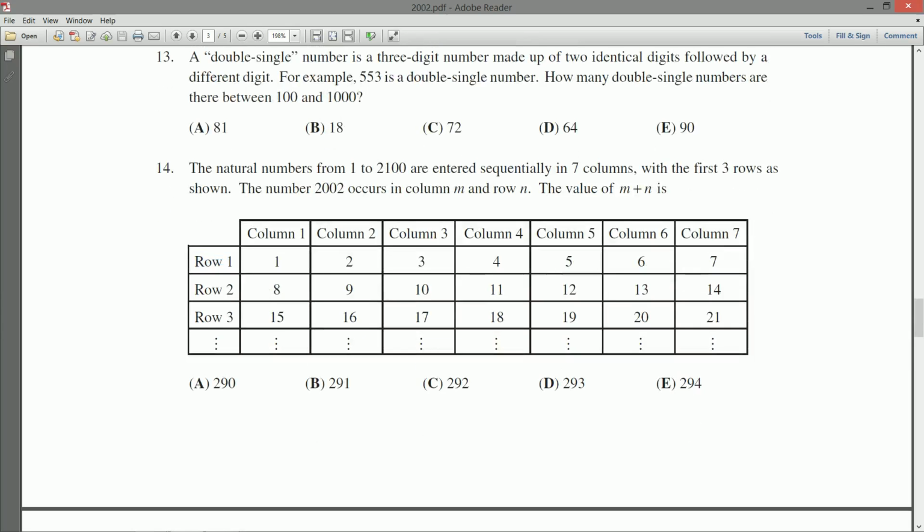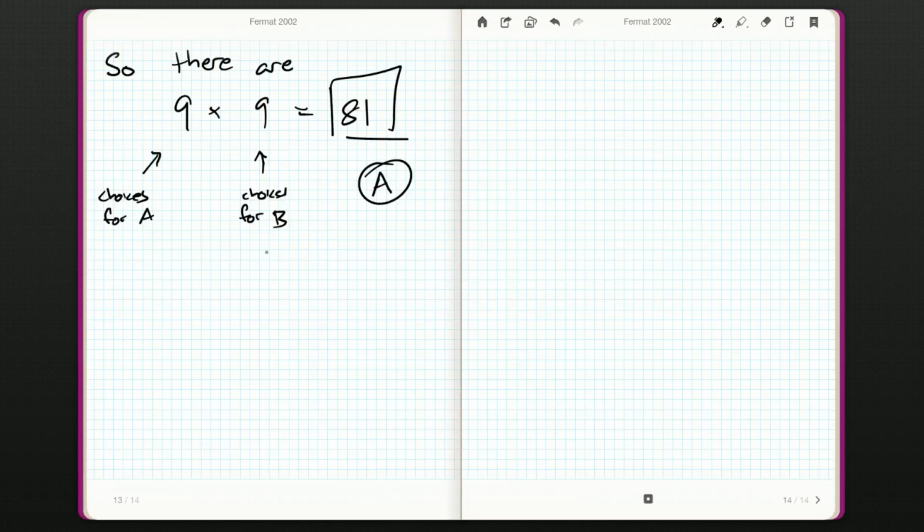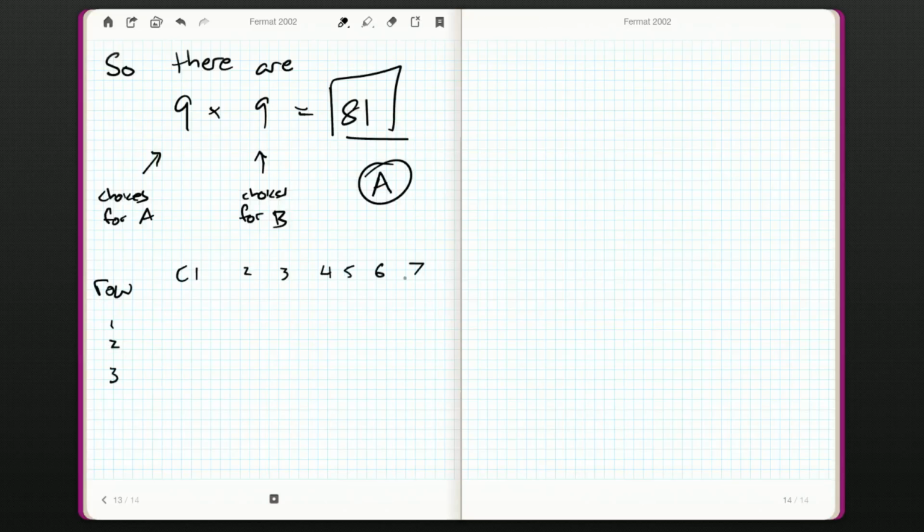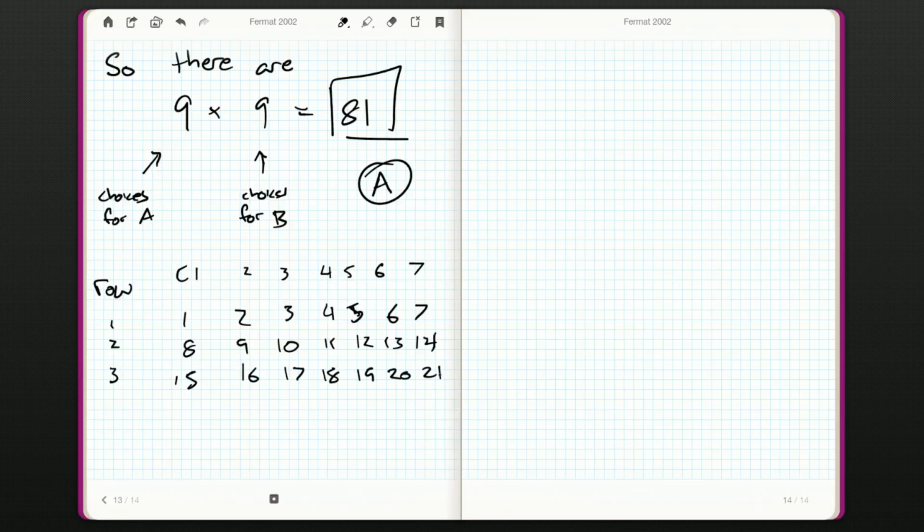Well, what we could do is try and write out what row n is going to look like, because we have a sense of the pattern from the first 3. Our rows are 1, 2, and 3, and this is column 1, 2, 3, 4, 5, 6, 7. We had the numbers 1 through 7, 8 through 14, 15 through 21. Now, if we want to talk about row n and column m, we'd really like to know what numbers I should be filling in here.